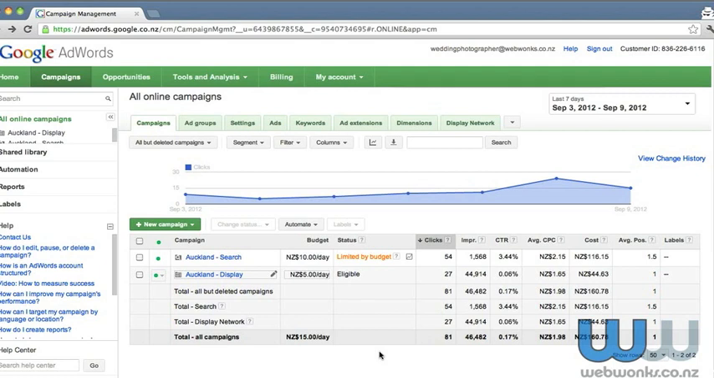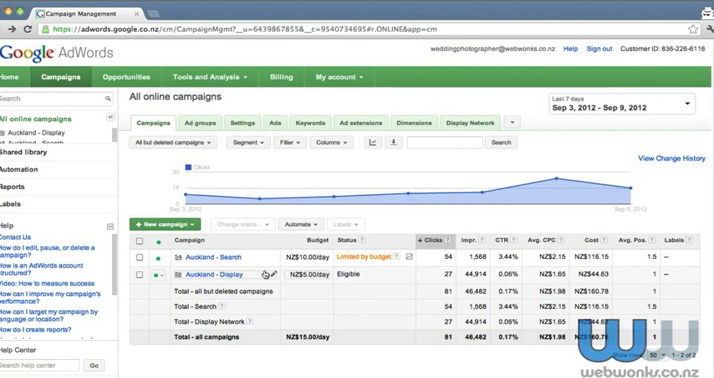Now, when the Wonks first run our benchmarking campaigns, we do so across two networks, the Search and Display networks. And on the Search network, we put $10 a day across 10 days for a total of $100 on the Search network budget. And on the Display network, we add $5 a day across 10 days for a total budget of $50, so a combined budget of $150.